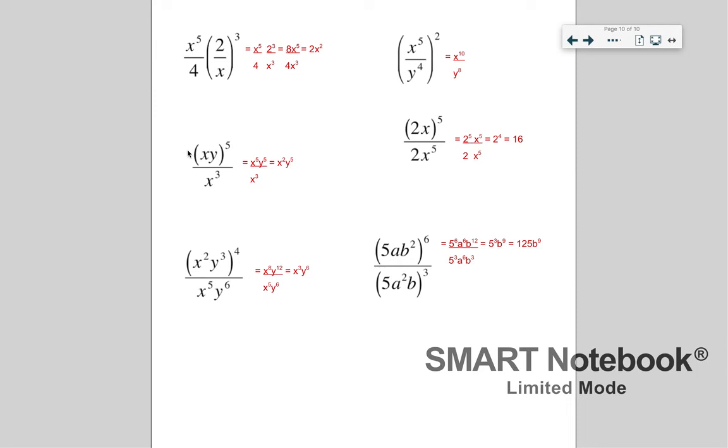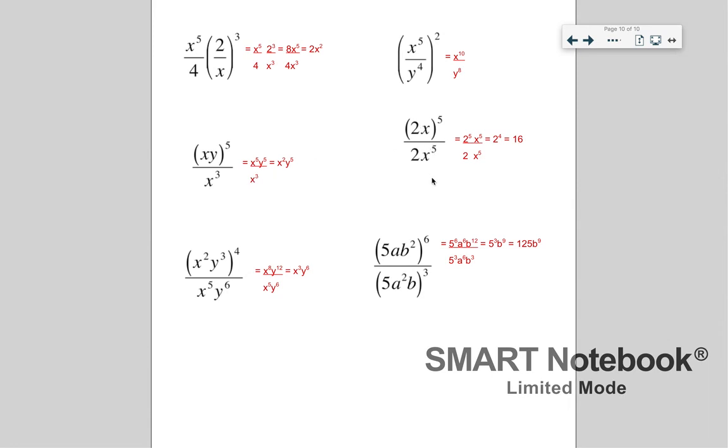Again, on the top here, I applied this one. I had x times y 5 times in a row: x times y, x times y, x times y, x times y, x times y, which means I have x to the fifth. I have 5 x's written across the top and 5 y's. So I did that top first. Then I divided, and that's where that came from.